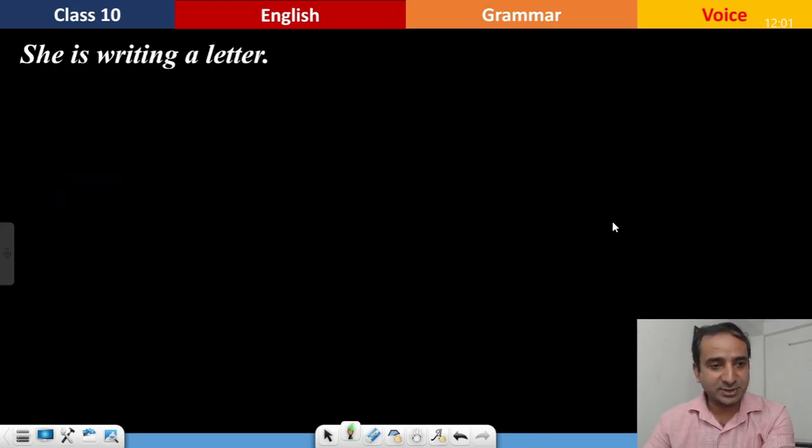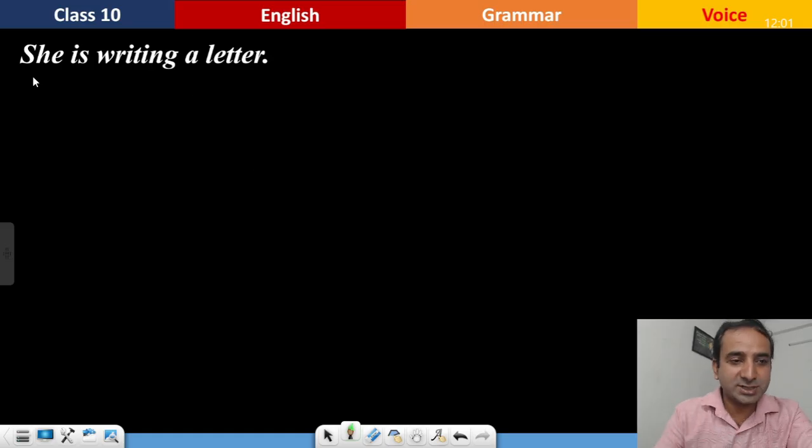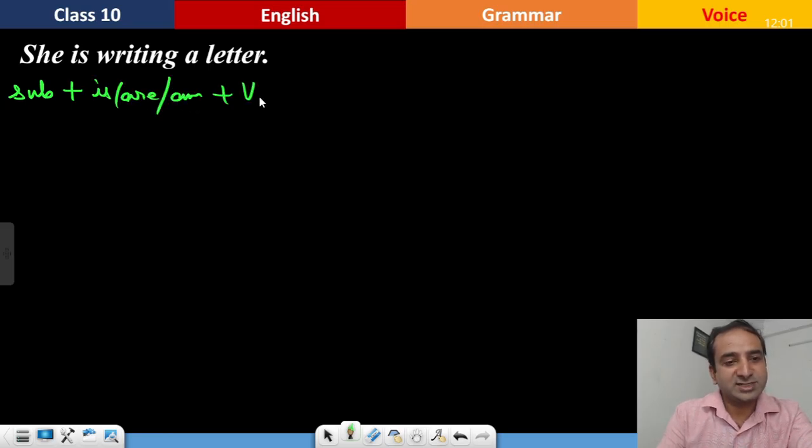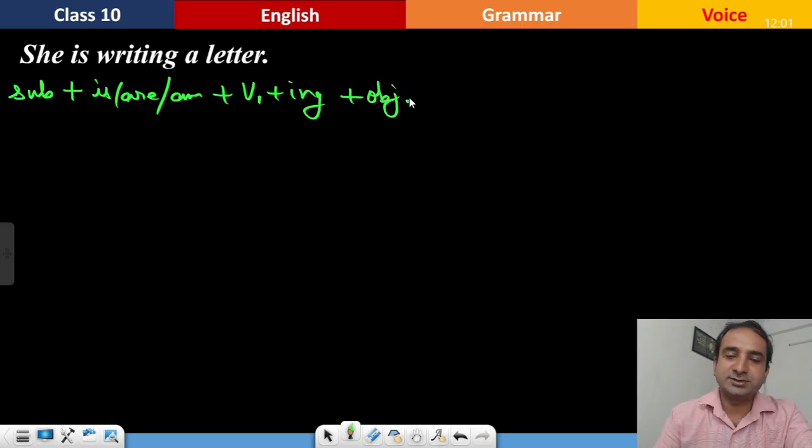Let us take some more examples. She is writing a letter. What is the rule here? The rule is very clear. You can simply identify the rule by observing the sentence. So in the beginning we write the subject, then is, are or am, then first form of verb, then ing, and finally the object. This is the rule.